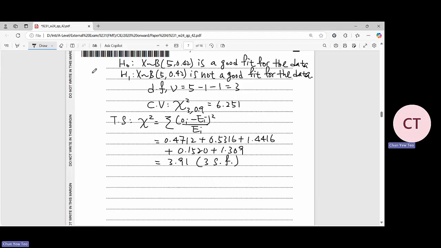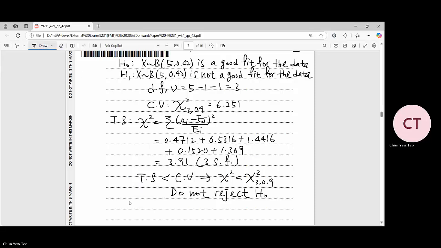Now we just compare the test statistic with the critical value. Okay, so who is bigger? The test statistic is less than the critical value. So over here, we do not reject H0. Okay, we just mention that we do not reject H0.